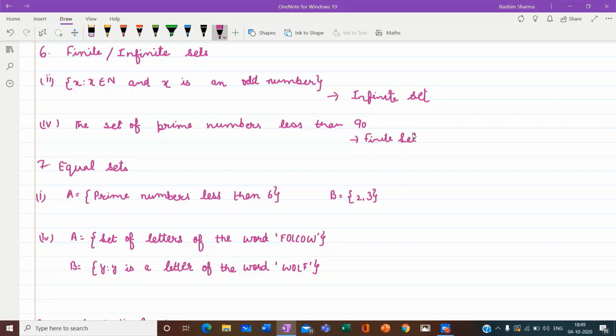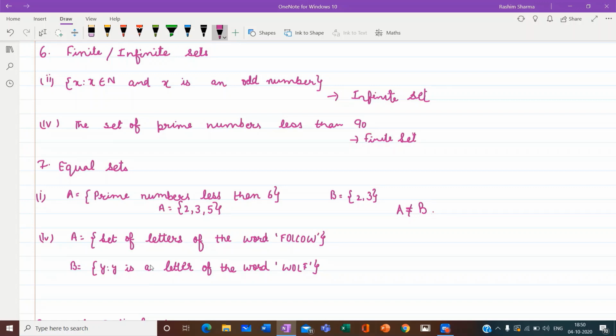Alright. Question number 7 is we have to find equal sets. Now A is a set with elements prime numbers less than 6. If we write it in roster form, we have A is equal to {2, 3, 5}, and B is a set with elements 2 and 3. Here we have 3 elements, here we have 2 elements. So we will write that they have a different number of elements, so A is not equal to B.